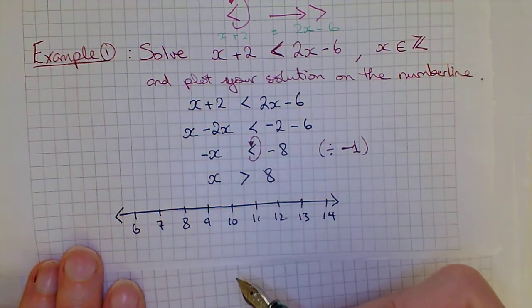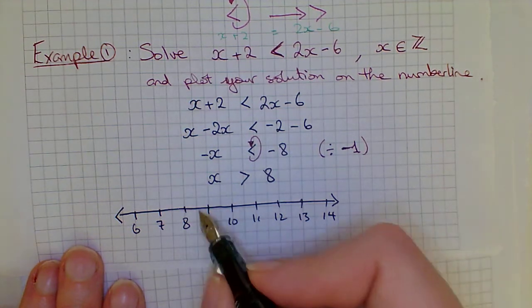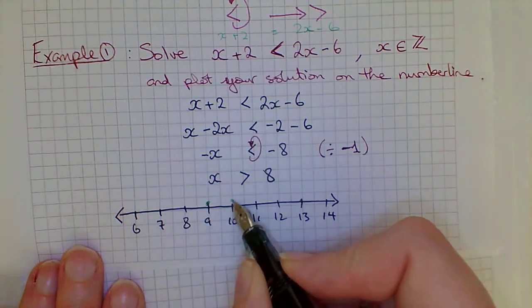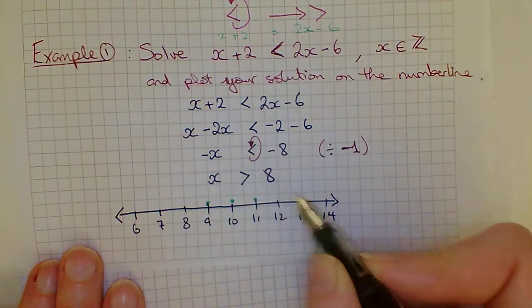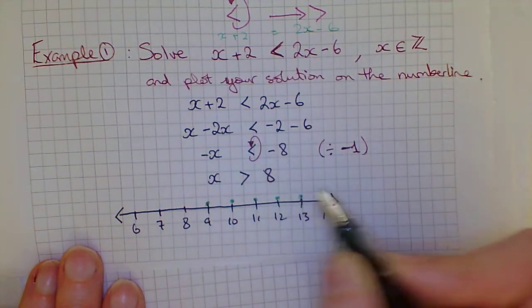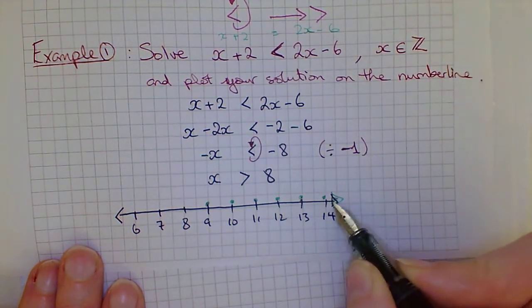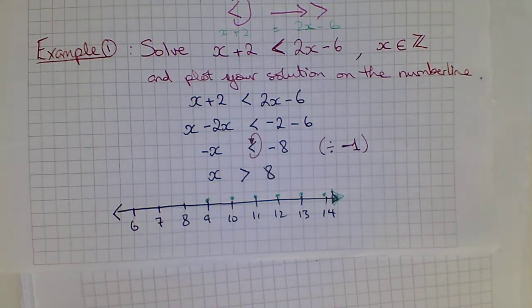There's no line underneath here, so I can't be equal to 8, which means the first number bigger than 8 is 9. And I do dots going in this direction. And it's handy once I've set up my solution like this, and I colour in the arrow as well to indicate that I'm going on forever in that direction. Okay, so that's how we do it.